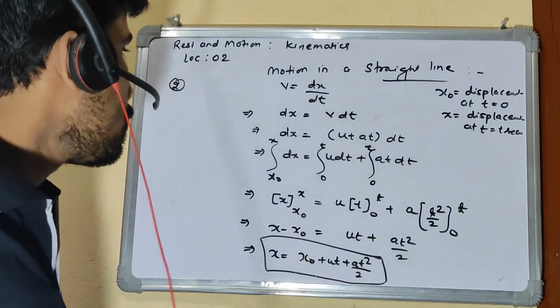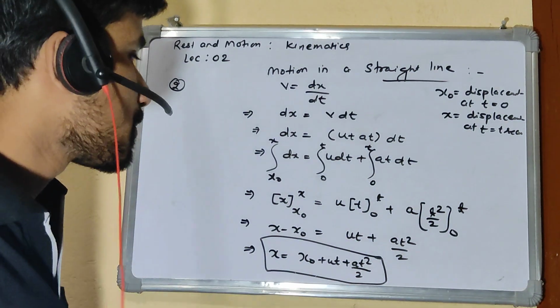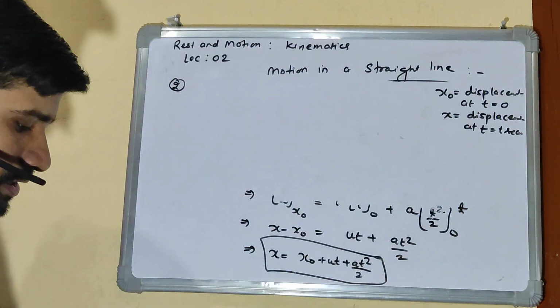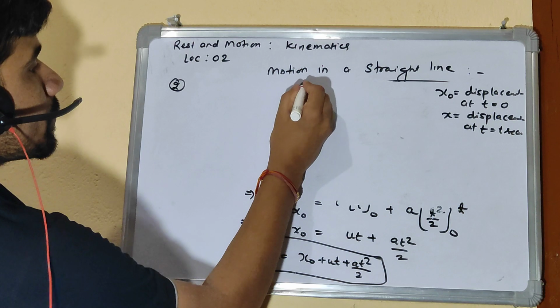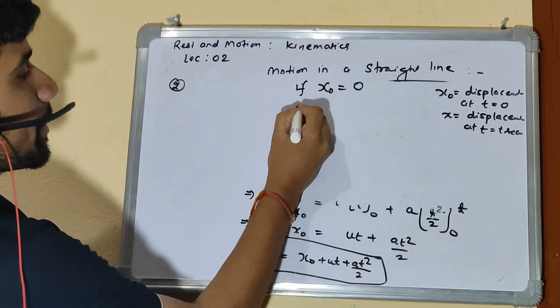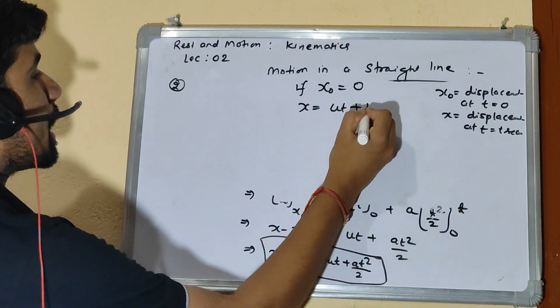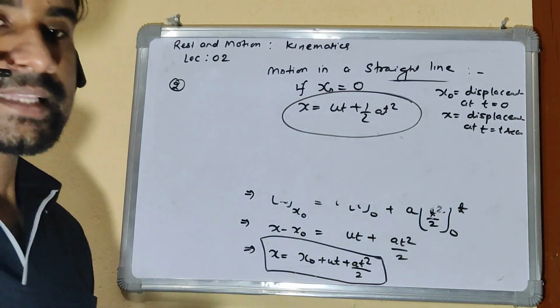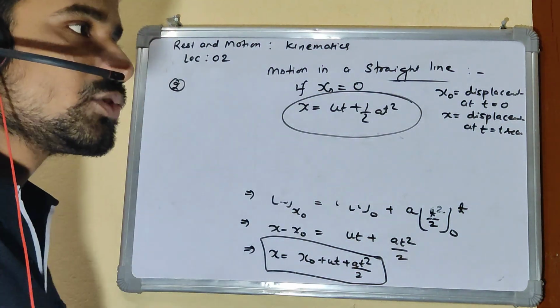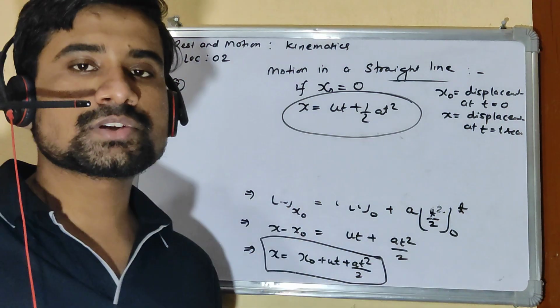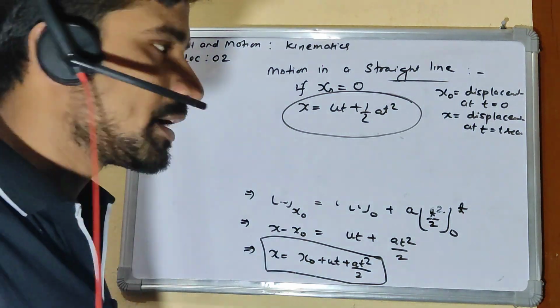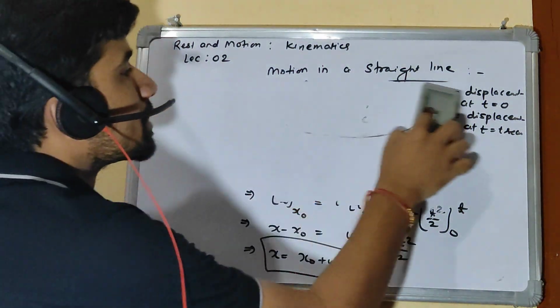So for a special case, I can say that if x naught is 0, my x equal to ut plus half at squared. But this is not enough to know. You need to know that if the particle is not at the 0th position at time equal to 0 second, we can't directly use this particular expression, right? Now let's derive the third one.